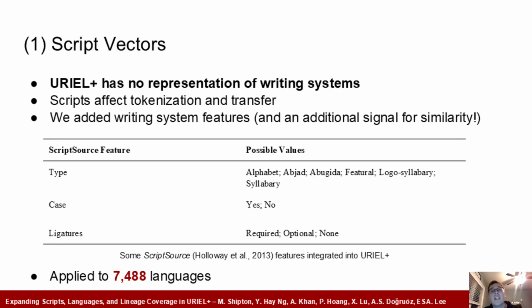The first contribution is adding script vectors. URIEL+ previously had no representation of writing systems, even though scripts can strongly affect NLP performance. For example, scripts influence tokenization, orthography, and even model transferability. We incorporate features from ScriptSource, such as script type, case, and ligature use. These features were provided to us by the ScriptSource administrator, Martin Raymond, who we thank again for his assistance. In total, we applied these features to over 7,400 languages. This adds an entirely new signal for measuring language similarity.